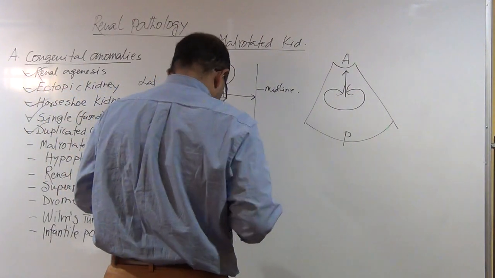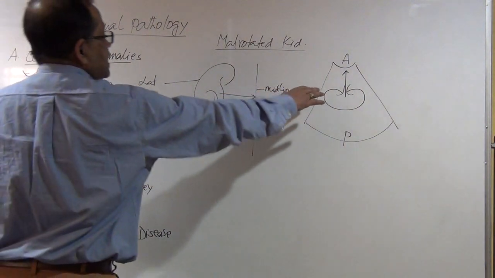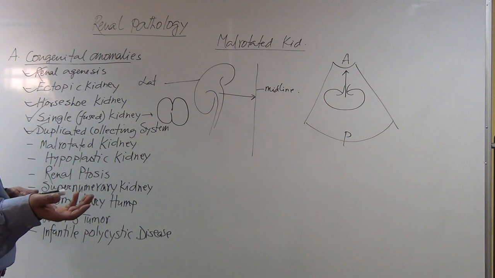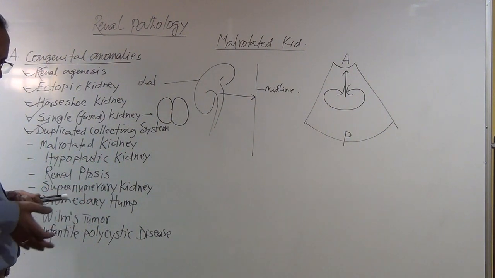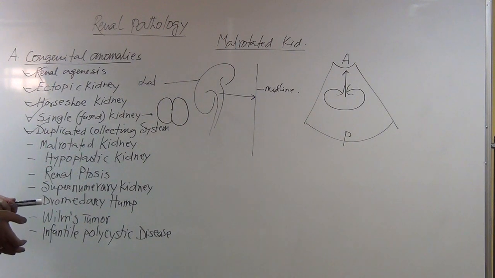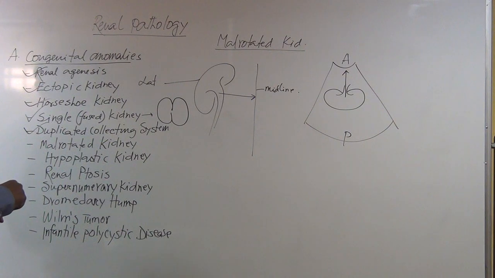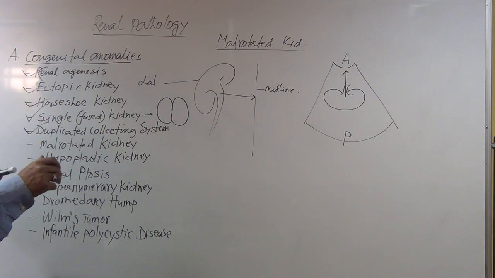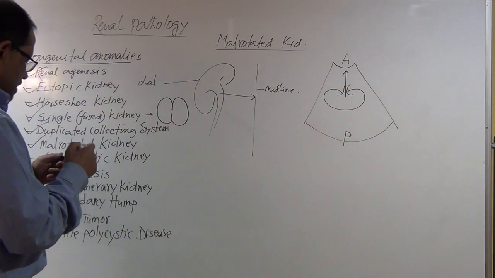Okay, so, malrotated kidney is a functioning kidney? Yes. But malrotated kidney, you will see the hilum is just under the abdominal wall, and you should know better because any trauma is a big challenge. Okay, so now I will talk about the hypoplastic kidney.